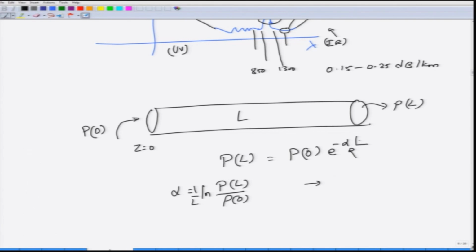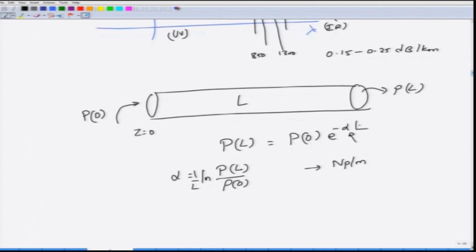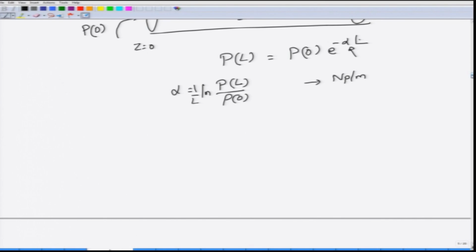This attenuation is measured in Neper per meter or simply per meter, but it is more common to actually specify attenuation in dB per kilometer. So, the relationship between alpha in dB per kilometer to alpha in Neper per meter is this one. It is around 4.343 times alpha in Neper per kilometer, I am sorry.